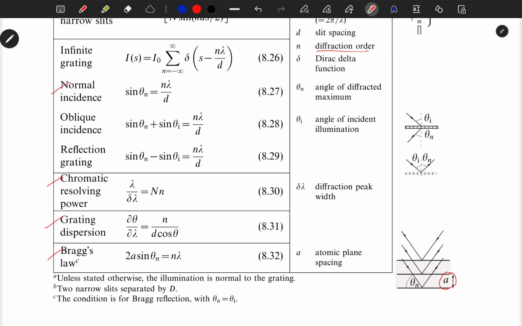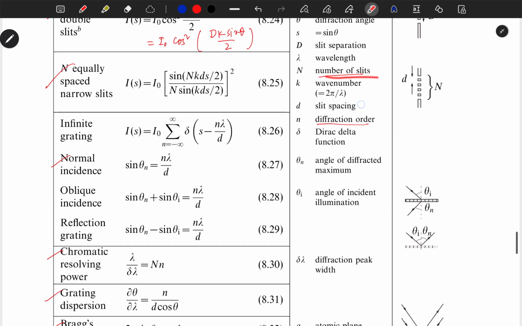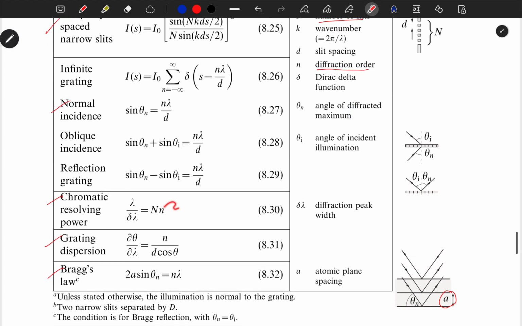For an infinite grating, we have intensity maxima at normal incidence: d sin theta equals n lambda. For chromatic resolving power, lambda by d lambda equals n times N. N is the number of slits and small n is the order of diffraction. Grating dispersion formula: delta theta by delta lambda equals n by (d cos theta). Bragg law: 2a sin theta equals n lambda. a is the distance between two planes.